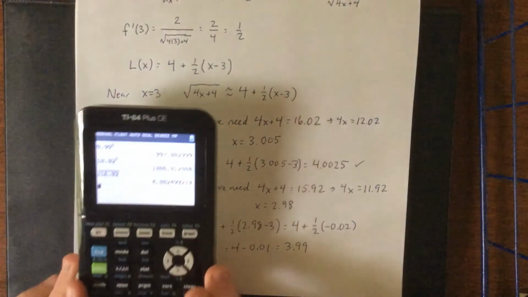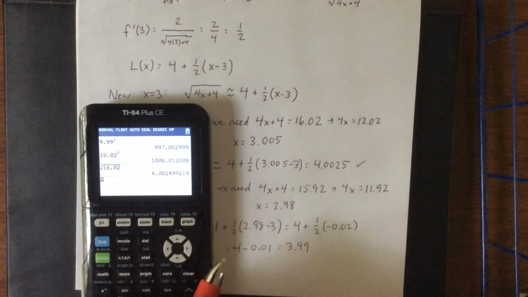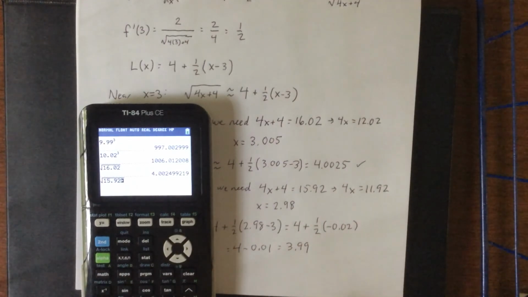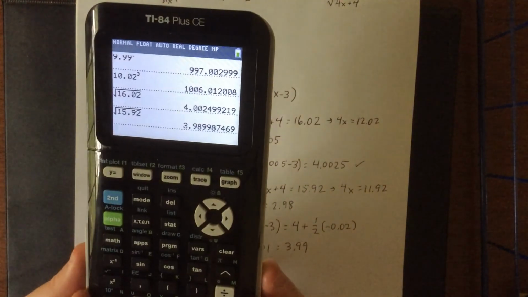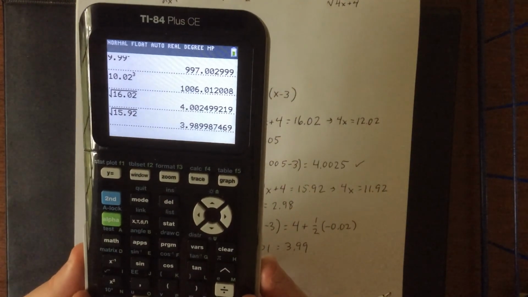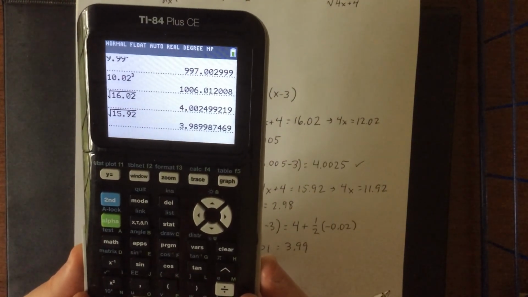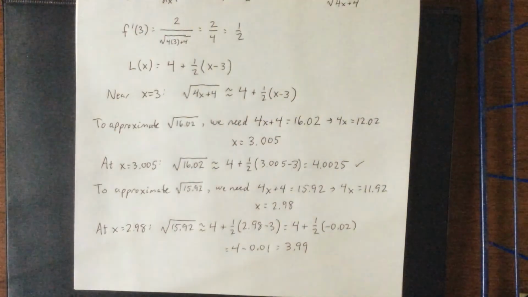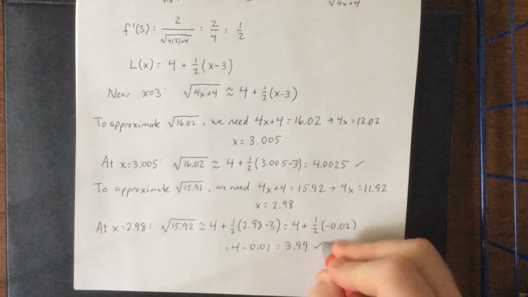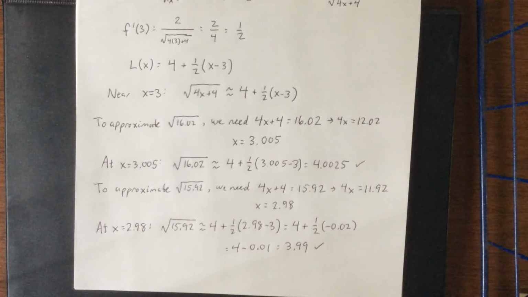Once again, we can use our calculator to verify our result. The square root of 15.92, calculator gives us 3.98998. So this is accurate to the 4th decimal place when rounded appropriately, and really not that far off at the 5th decimal place either. So that is a fine approximation right there.